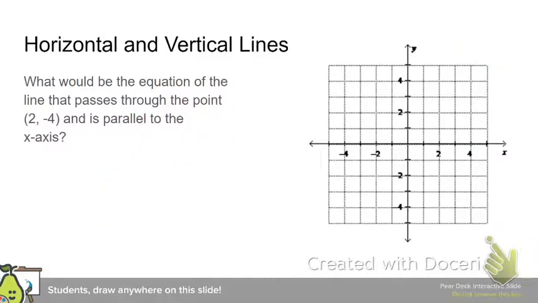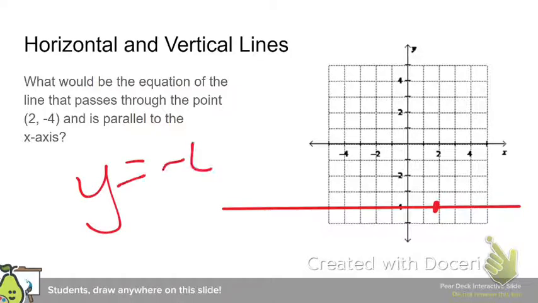Same thing here. If I want to go through the point 2, -4, which is right here, and I want to be parallel to x, now I'm talking about a horizontal line, and a horizontal line passes through the y-axis. And so this would be y equals -4, because that's the y value from the ordered pair.